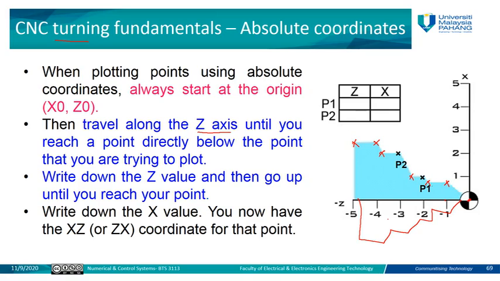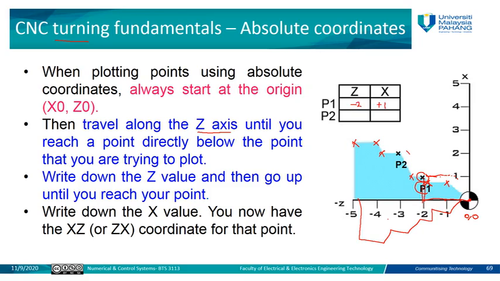So for example, if we are talking about the point P1, which is located here, this point is represented by -1 x and -2 z, for example. For the absolute coordinates, we have only one reference point, which is 0 and 0: the 0 point for x and the 0 point for z. From the 0 point, the spindle will move along the z-axis until it reaches -2. I want to define the coordinates for the point P1, so I stop here at -2, and then I go up on the x-axis until I reach the value 1. So I can define the value for P1: it is -2 for z, and for x it is positive 1.